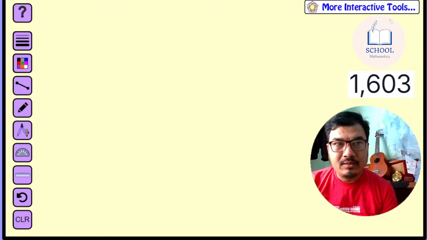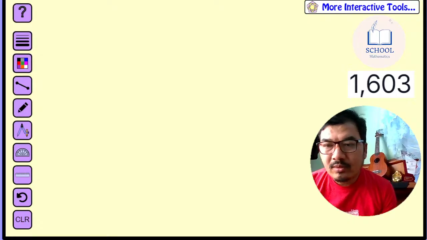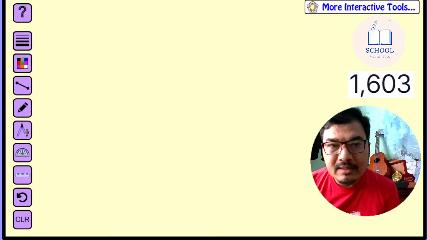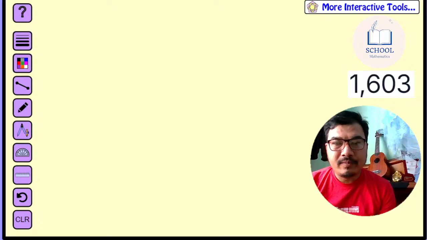Today I have brought here the topic square root by division method. How to find out the square root of the given number by division method. I am going to show you step by step. Okay, it goes like this.